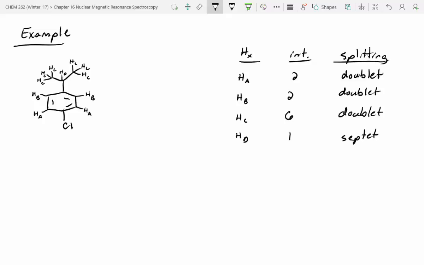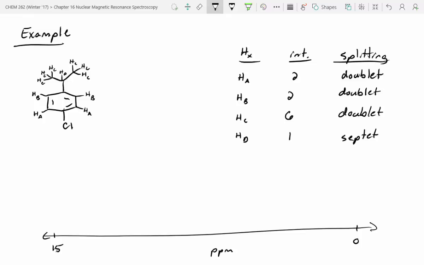So then the question is, we've got this NMR scale from 0 to about 15. And I'm going to put 10, and I'm going to put 5 here. And the question is, is our septet going to be kind of in this region? Is it going to be over here, or is it going to be down here? We need to find a way of predicting where that septet is going to fall from 0 to 15.